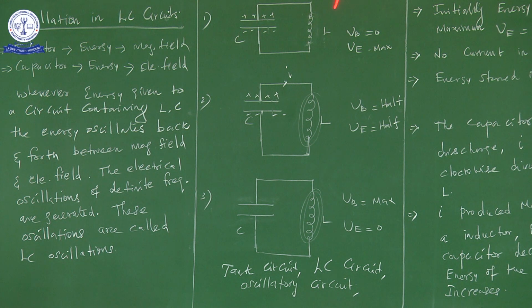From C to L, or L to C, from capacitor to inductor, or inductor to capacitor. So whenever energy is given to a circuit containing an LC circuit, the energy oscillates back and forth. That means from capacitor to inductor, then inductor to capacitor. The electrical oscillations of a particular frequency will be generated. This type of oscillation is said to be LC oscillations. Such oscillations are basically called LC oscillations, as we say.